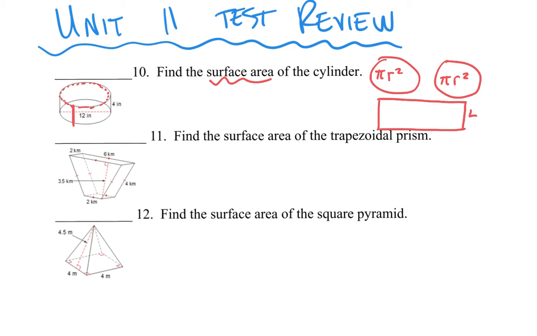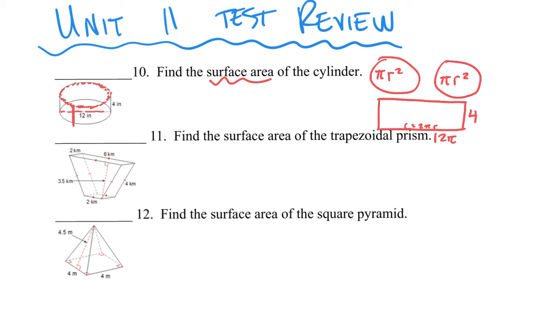The height of that rectangle would be 4. And then the base of that rectangle would be found by finding the distance around that circle. We call the distance around the circle a circumference, which can be found by doing 2 pi r, or pi times the diameter. So since the diameter is 12, it's kind of easy to find. The base is just 12 pi. So the distance around that circle is 12 pi.